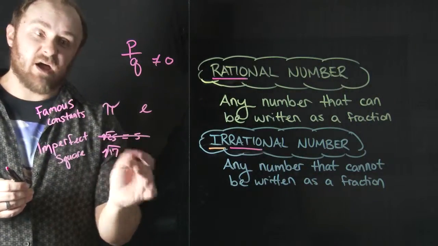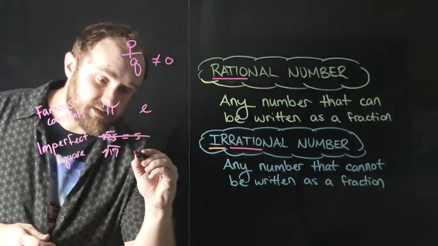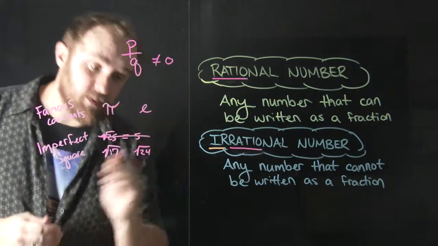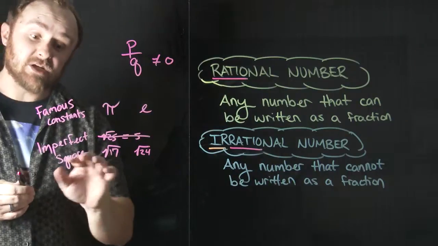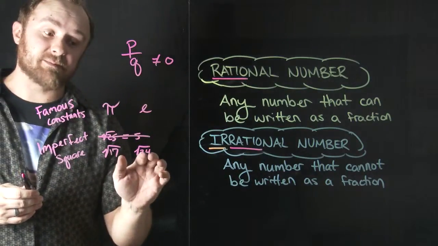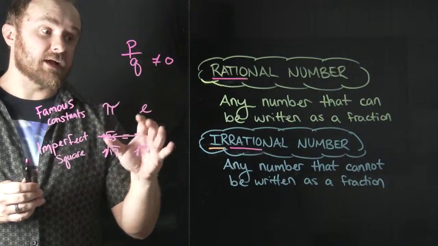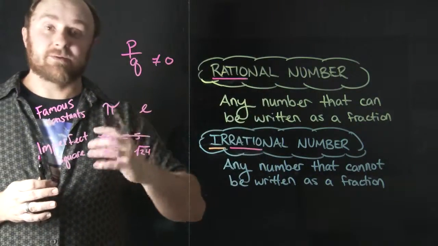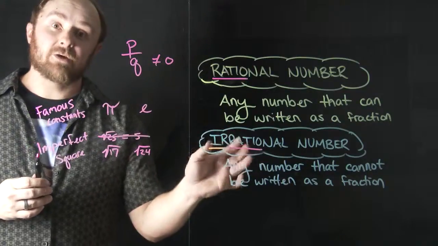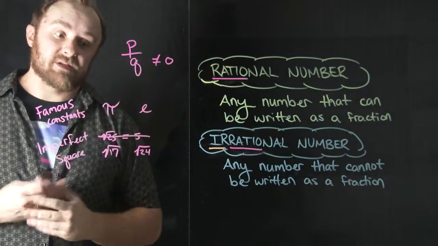But it's not just odd prime numbers that are imperfect. Even something that we might not think of, like the square root of 24, is also an imperfect square, because there's no number times itself that will equal 24. And this is the realm where we start to understand how there are millions and, truly, infinitely more irrational numbers than rational numbers in the world.